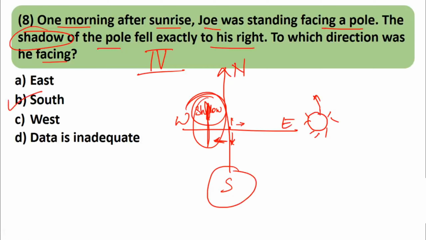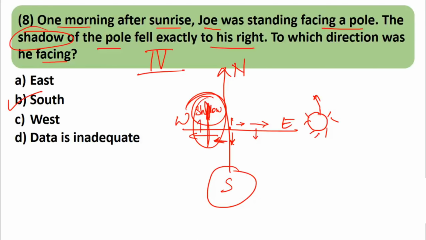In such cases, it is very easy. You just assume any direction first. Let us say I assume that Joe is facing east. After that, what I will see is the right of Joe. Right of Joe will be this, but shadow is at the back of Joe. So this is not possible. Then take west. Joe is facing west. What is right of Joe?